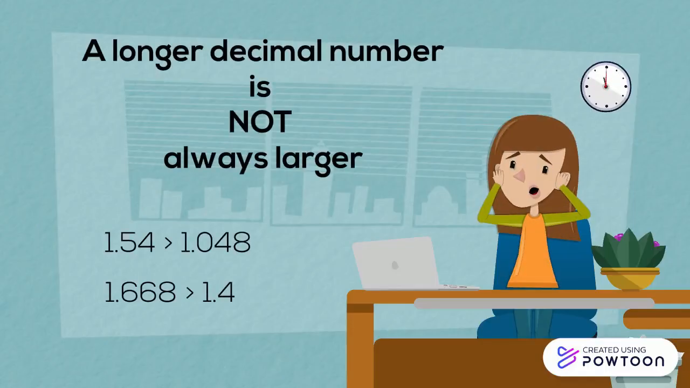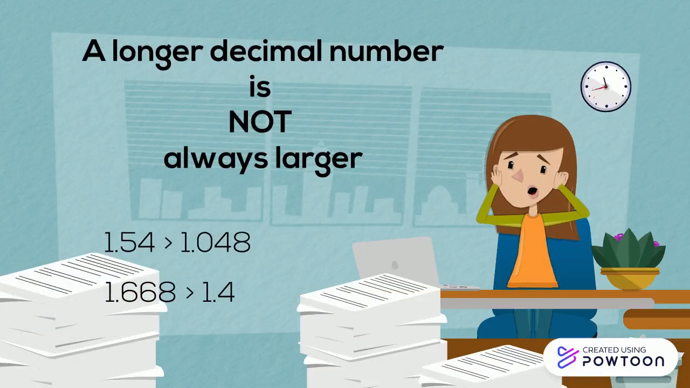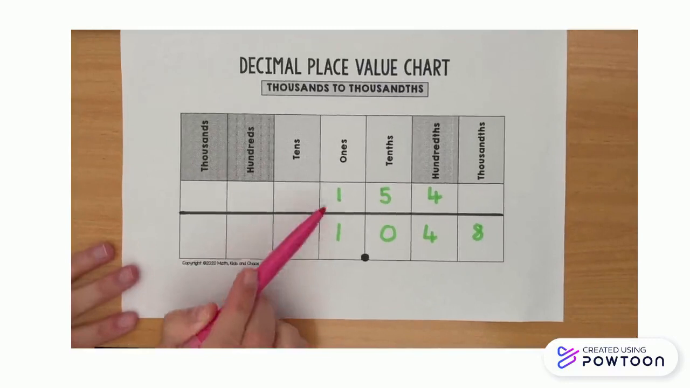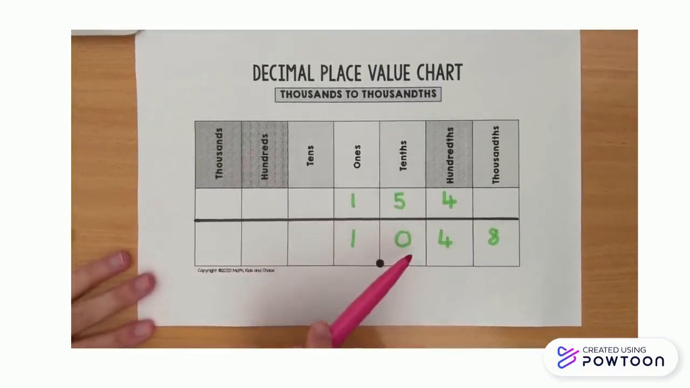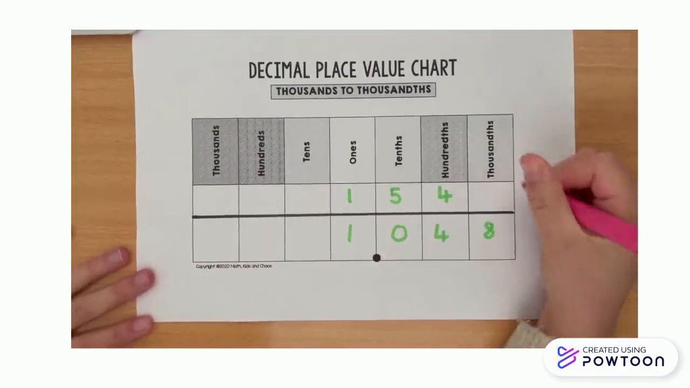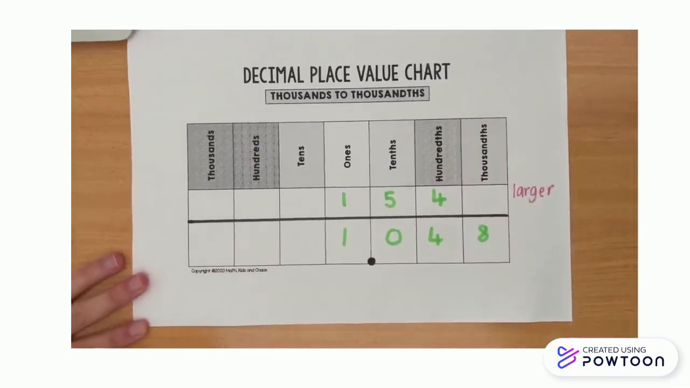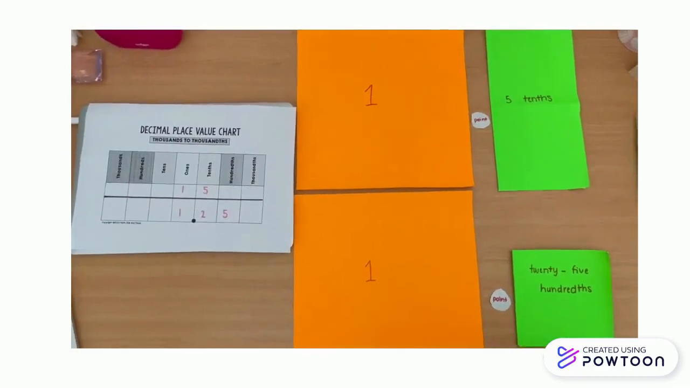Finally, the third and most common misconception is that students may believe a longer decimal number is always larger. This is because it is always true for whole numbers. If we compare the ones column, we can see the numbers are the same. However, in the tenths column, we can notice that 5 is larger than 0, so this must be the larger number, even though it is shorter in length.